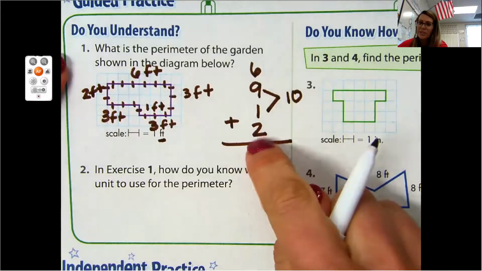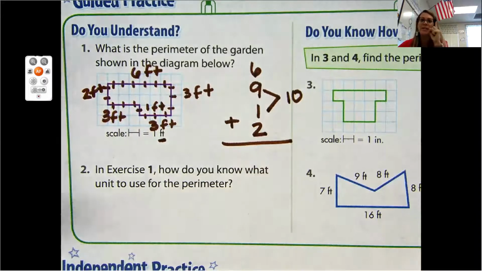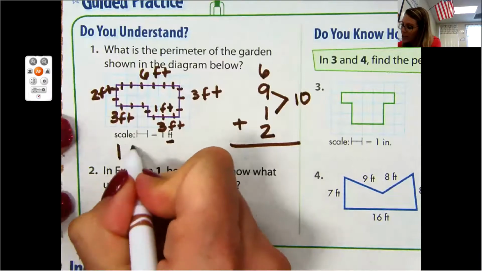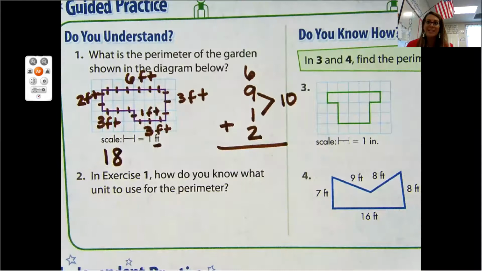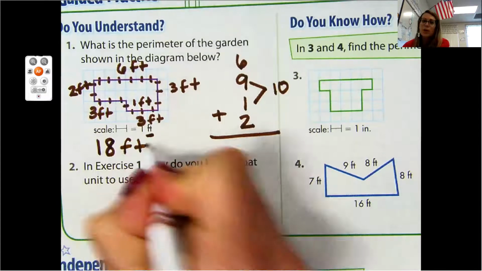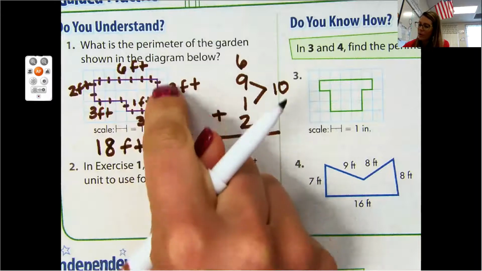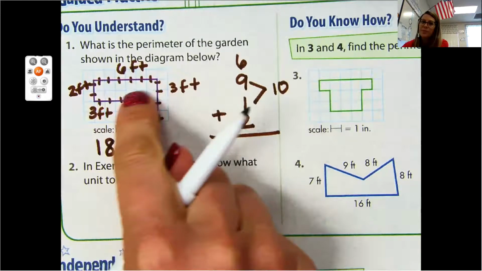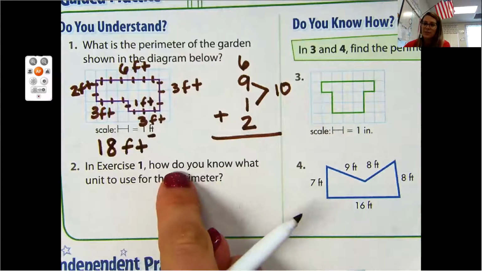16, and then let's add 2 more: 16, 17, 18. So not just 18 though. 18 what? 18 cupcakes? No, 18 feet. So the perimeter, remember the perimeter is the outside, is 18 feet.